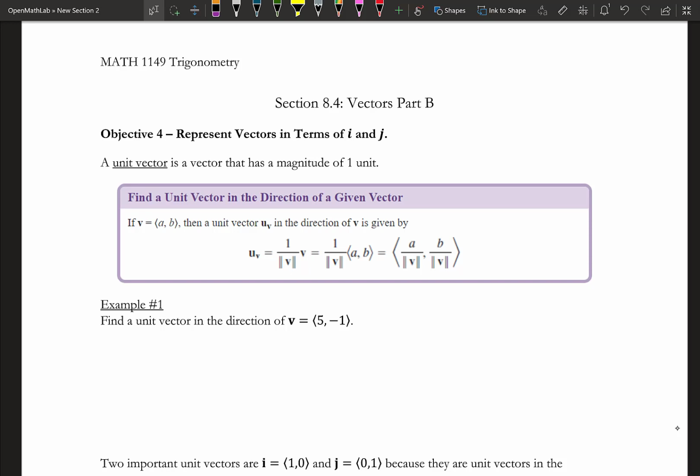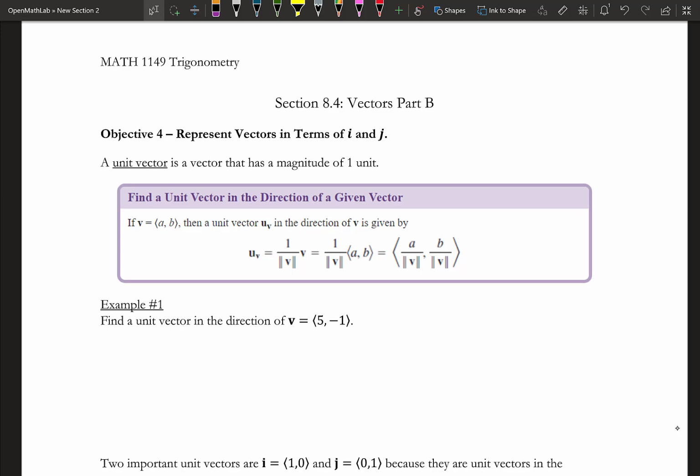Hi class, this video is going to finish up section 8.4. So this is part B of section 8.4. We're going to cover the last three learning objectives. And really the focus of this part of the section is on unit vectors, and we're going to talk about two special unit vectors referred to as vector i and vector j.